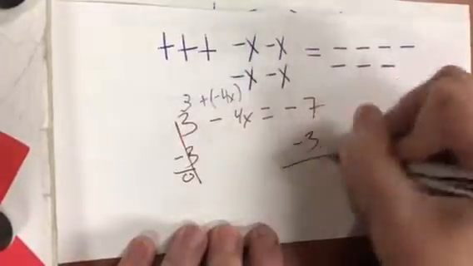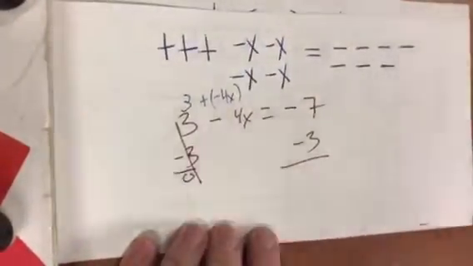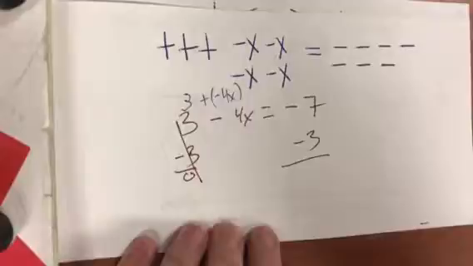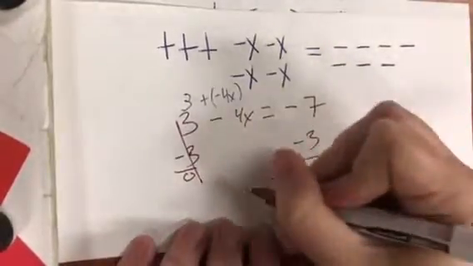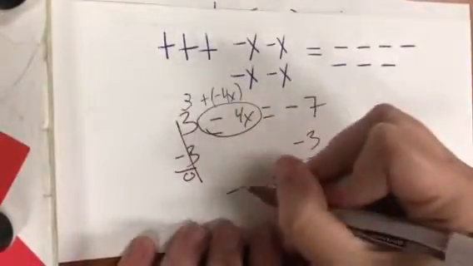Subtract 3 here. Careful. Negative 7 minus 3? It's an even bigger negative. Negative 10, don't forget the negative, equals negative 4x. I know, it's another fraction. Miss Green likes her fractions today.